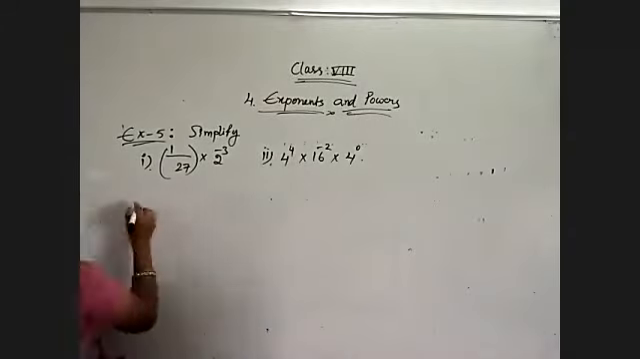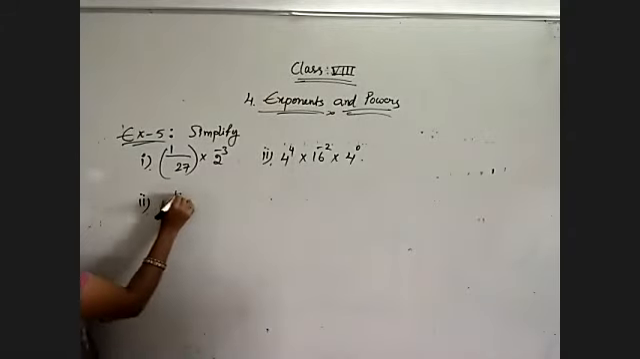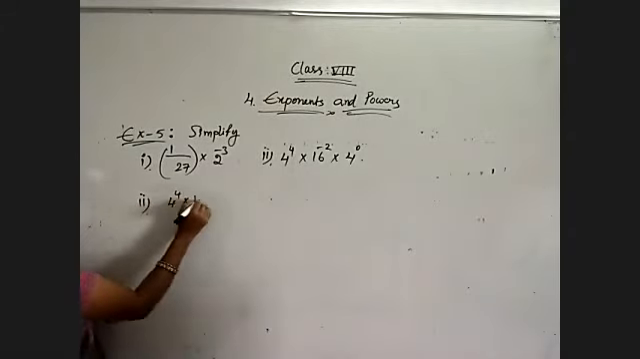Observe the second problem now. 4 power 4 into 16 power minus 2 into 4 power 0. Actually, each term we can represent with the same base, but there is no need for that. Only this 16 is different, so 16 also we can write in the form of 4. So I am using base 4 only.